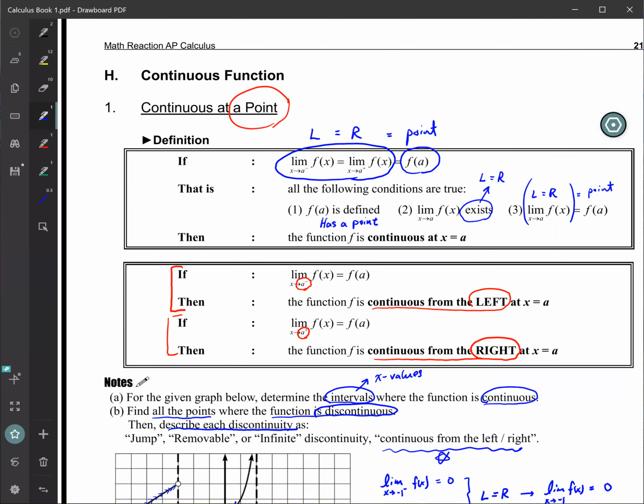Okay, so this part I need everyone to turn on your mic, okay, because it's very important. We need to repeat this together. Okay, everybody, please turn on your mic.